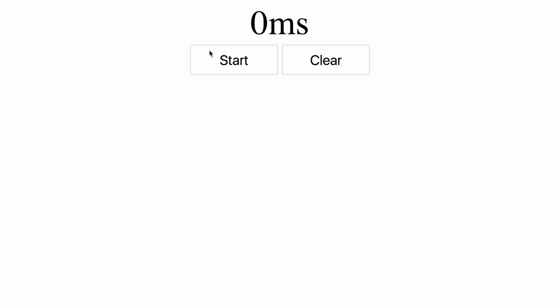Let's build this stopwatch component. It has a label to indicate the time lapsed, a start button, and a clear button. When we click the start button, the timer starts and that button turns into a stop button. When we click the stop button, it'll stop the timer where it is and return to a start button. If we click it again, the timer continues.